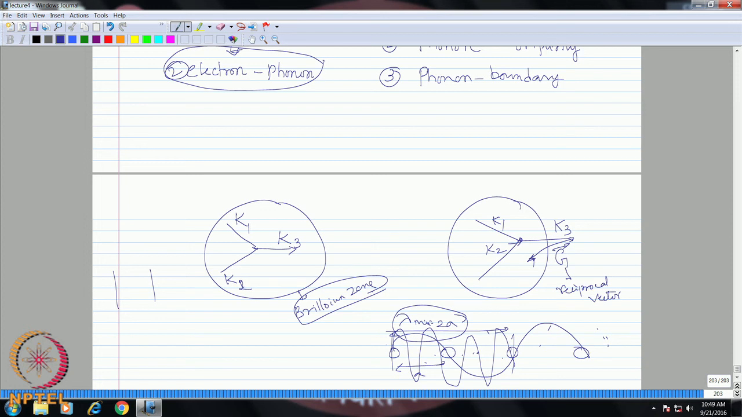Okay. So, this kind of scattering, where it does not exceed the Brillouin zone space, is called normal scattering, and the one which has to be corrected back using the reciprocal vector is called Umklapp scattering.